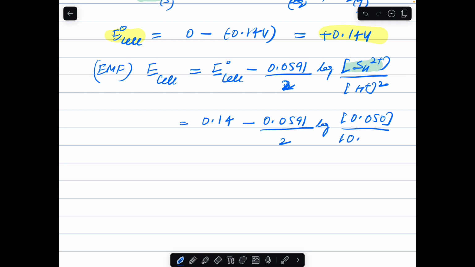0.020. Okay, so after calculating the value, one thing, we are having hydrogen electrode, for balancing 2 ions are taken, therefore we will put 2 here. So we will be getting the value as 0.078 volt. This is the value of your E cell or EMF of the cell for this reaction.